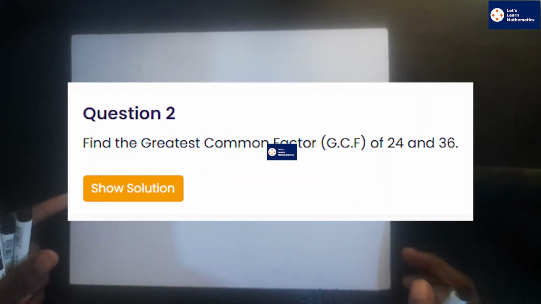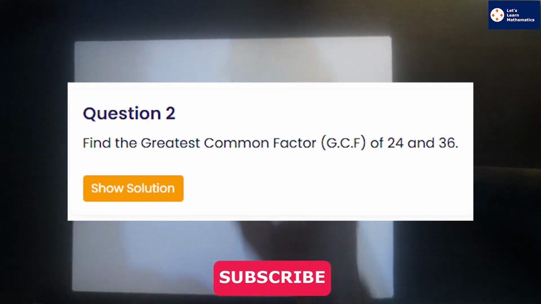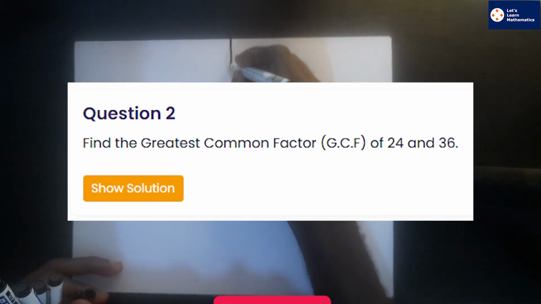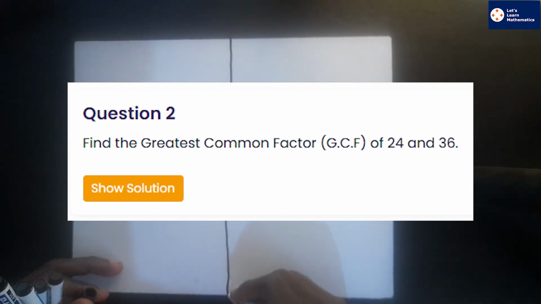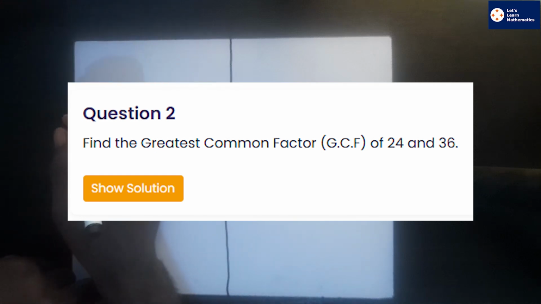Alright, so welcome to this question. This question says, find the greatest common factor of 24 and 36. So the same way that we did for question 1. This time we have to find the greatest common factor of 24 and 36. So let's use the prime factorization first.